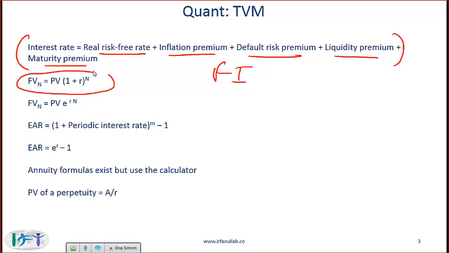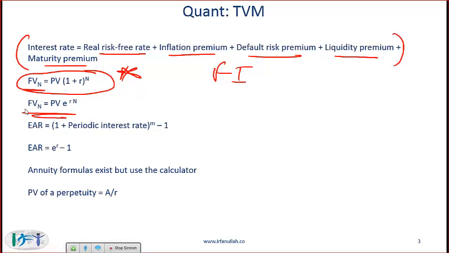Something else that should be intuitive is that the future value at time n is present value times (1 plus r) to the power of n. This is the future value of one particular cash flow. From this, you can also see that the present value of some particular cash flow in the future is the future value divided by (1 plus r) to the power of n. So this is a must know.